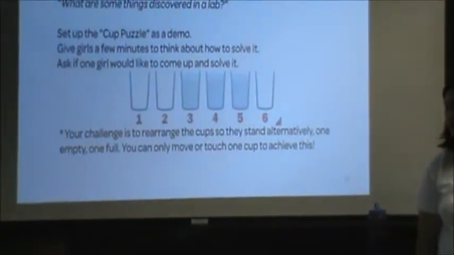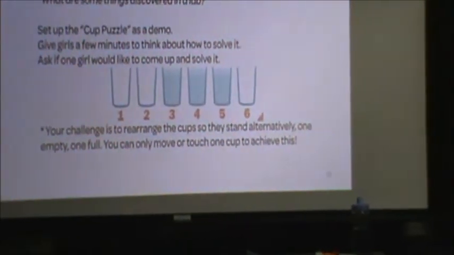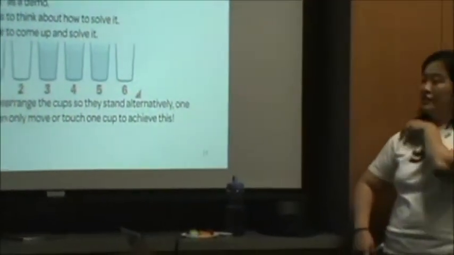Are you just talking about, like, you take one of the cups and pour it into another? Yeah, you could do that. If you do 4 and then pour it into one, then it alternates? Yep. But sometimes girls don't think of it. When you say just touch one cup, they don't think that you can pour, for example.